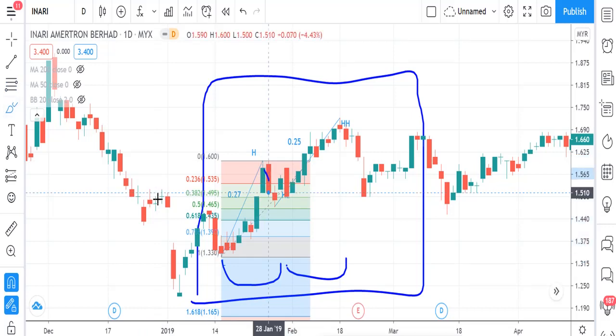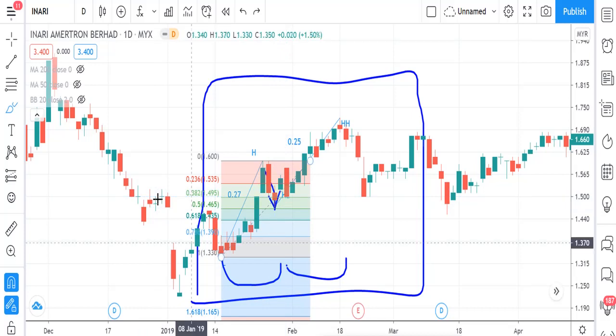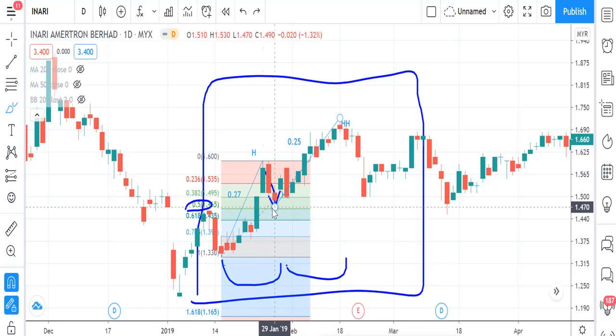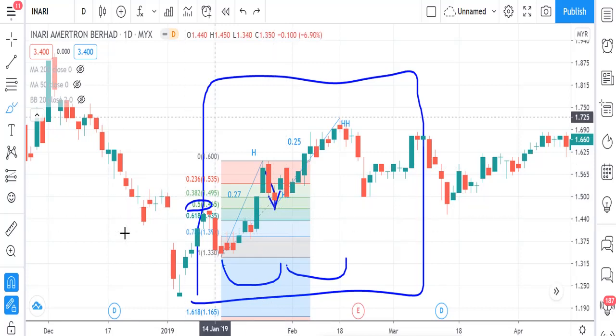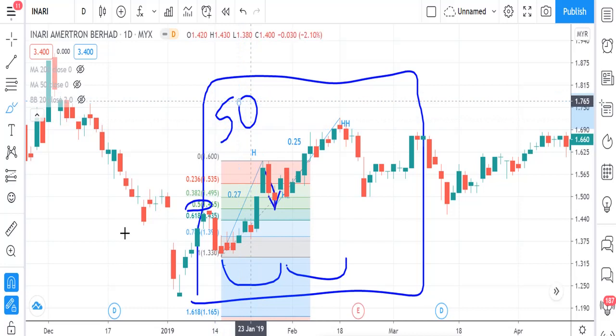So it went all the way down to here, which is somewhere, if you look at this line, it is actually at the 50%. Okay, so that's the line. It's very hard to draw. So if you notice the line, it touches that 50% line. So we will say that this went down by 50%.